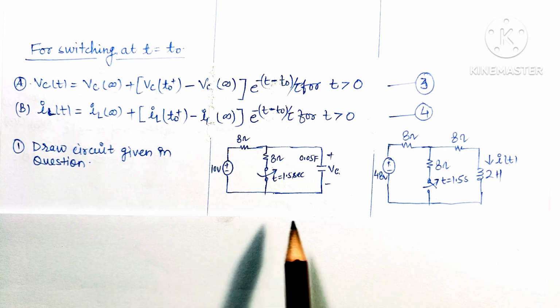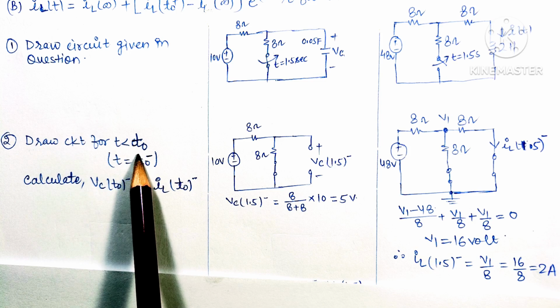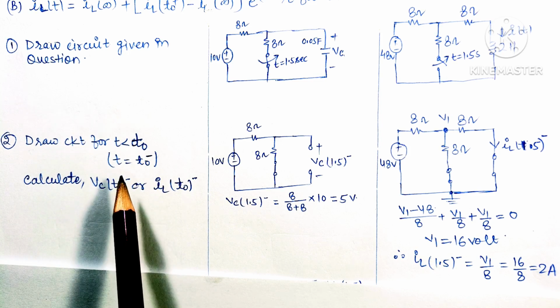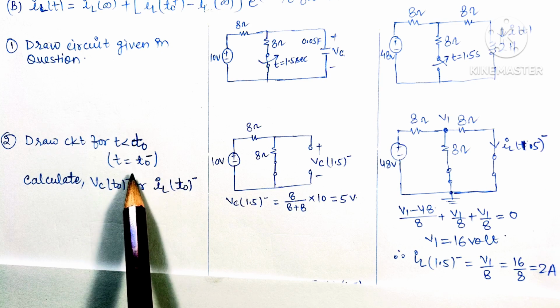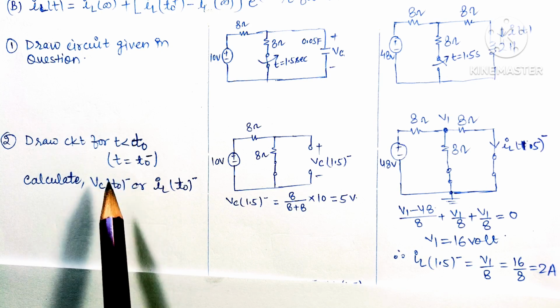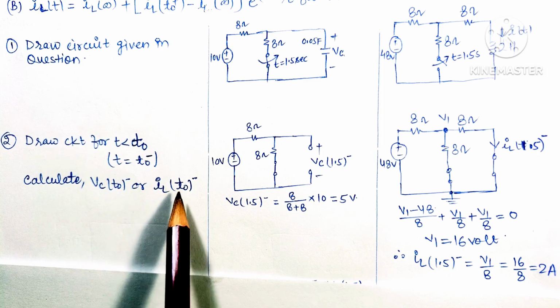First of all, we will draw the circuit given in the question. In the second step, we will draw the circuit for t less than t naught, or we have to draw the circuit for t is equal to t naught minus. T naught minus means we have to draw the circuit just before switching is happening in the circuit, and we will calculate VC(t naught minus) or IL(t naught minus).